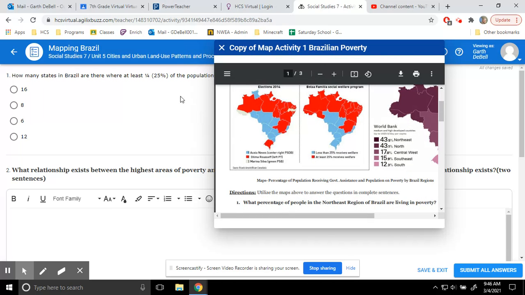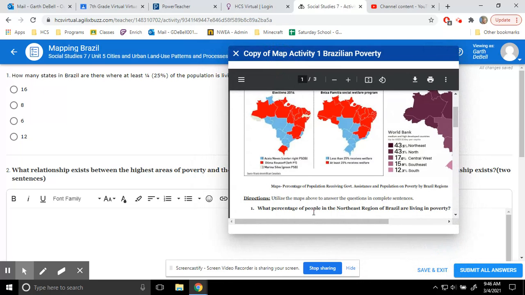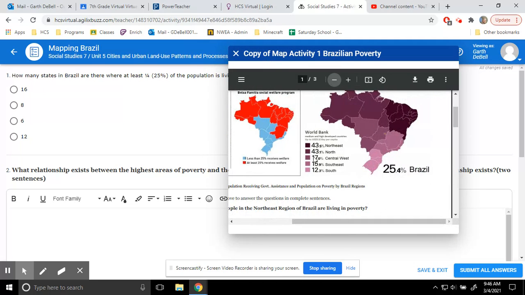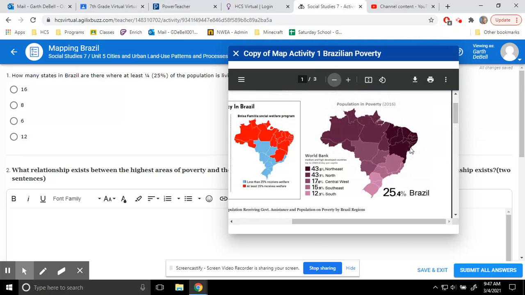So this first question asks how many states have at least 25% of the population living in poverty. So you're going to need to come over here and look at these numbers. Only two numbers are above 25%. It's 43.5 and 43.1%. So this dark purple and this slightly less dark purple are where you're going to get those numbers. So you need to count the states that match that color.